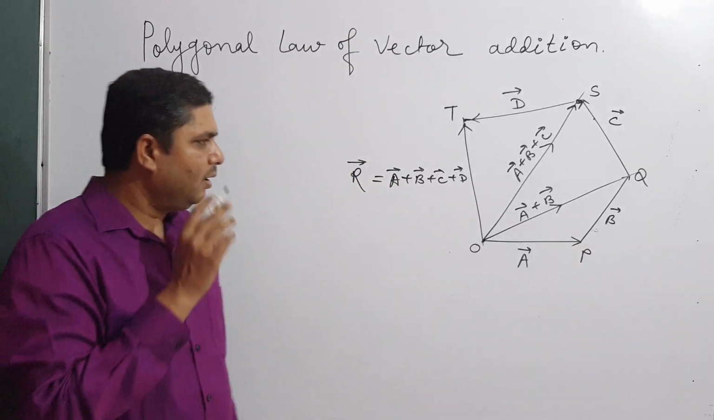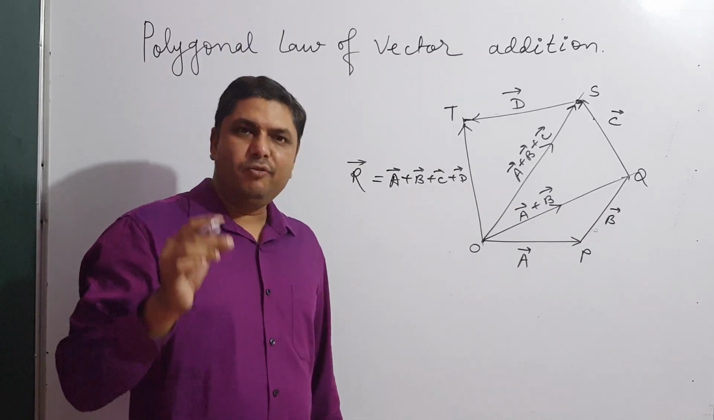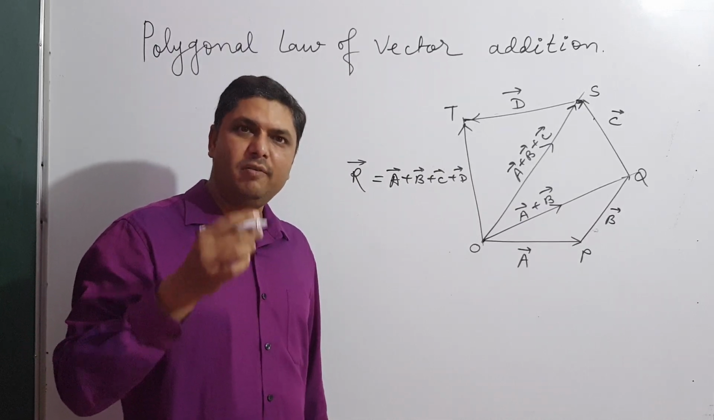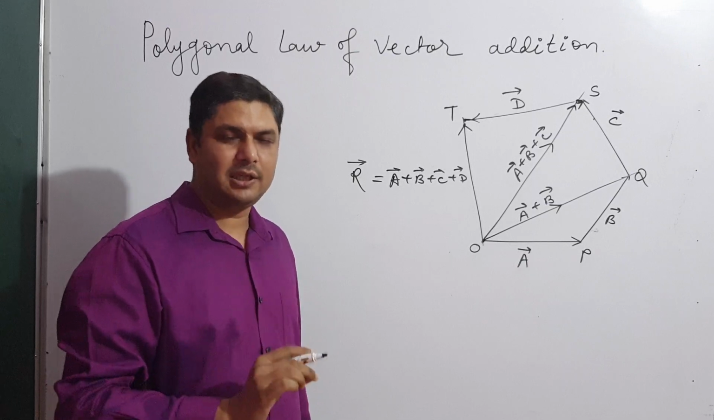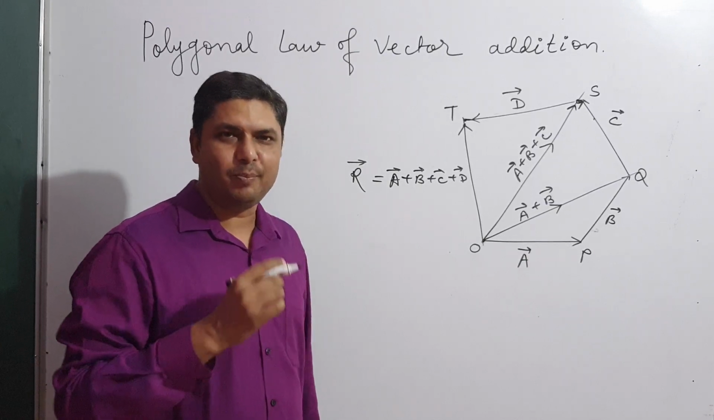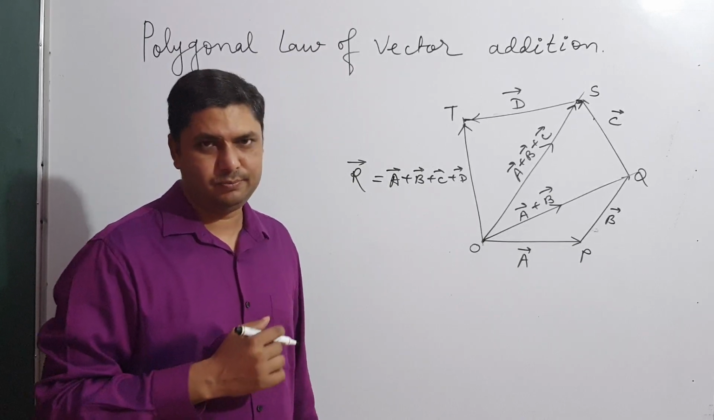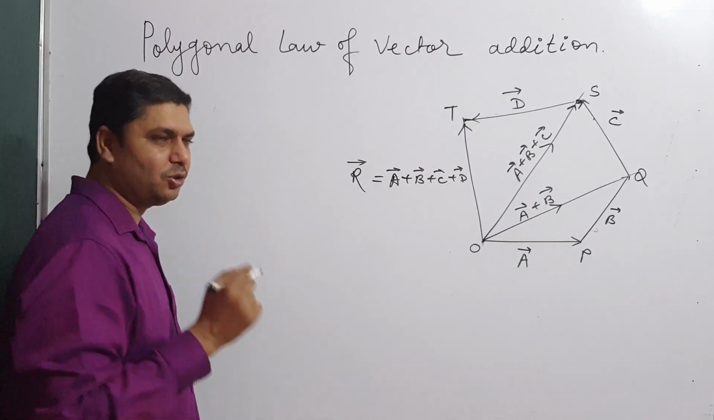So student, by putting the tail of one vector on the head of another vector continuously, we form a polygon, and the last side of the polygon in opposite sense gives the magnitude and direction of the resultant. Now let us see a numerical based on this.